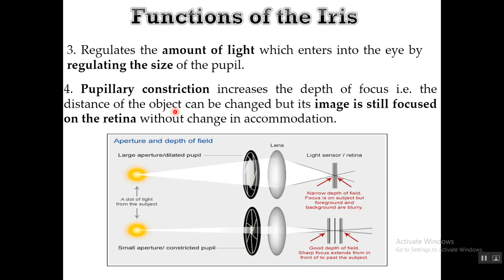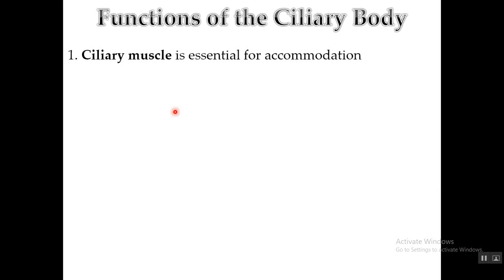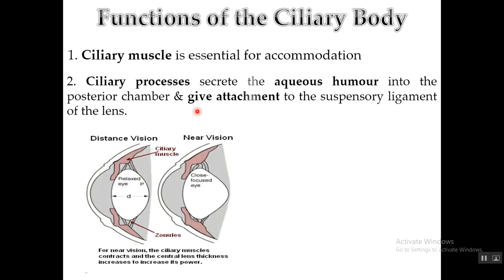Number 3, prevent the spherical and chromatic aberrations. And finally, the constriction of the pupil increases the depth of focus. The second part of the middle layer is the ciliary muscle. Ciliary muscle is important for accommodation. I will discuss this later on.